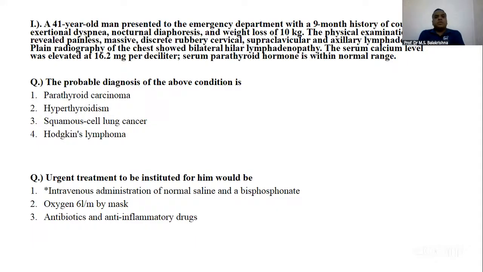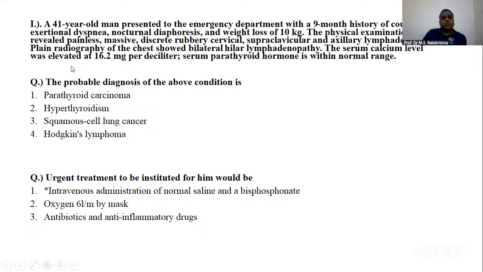A 41-year-old person. So this is how questions are asked. You see this in the NEET exam. A 7 or 8 line question will be given, and based on that, 2 questions or 5 questions will be there. This is directly picked from the original question bank.